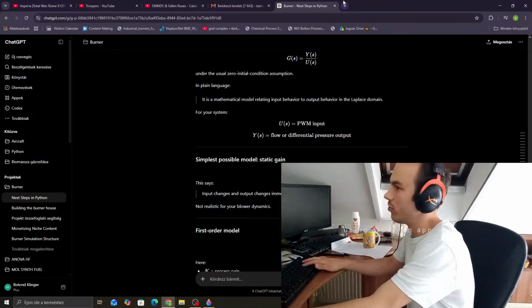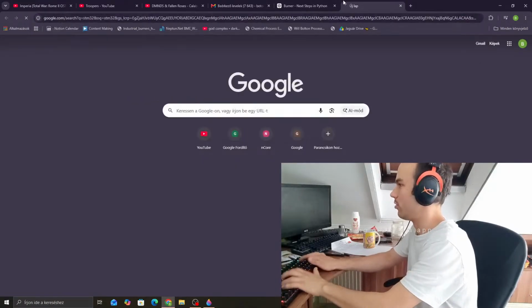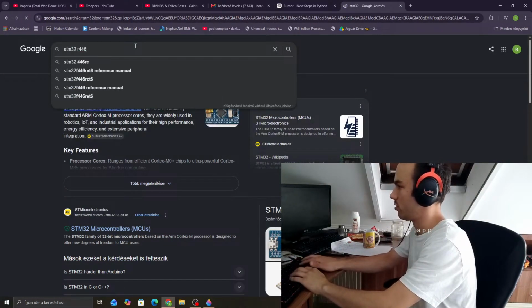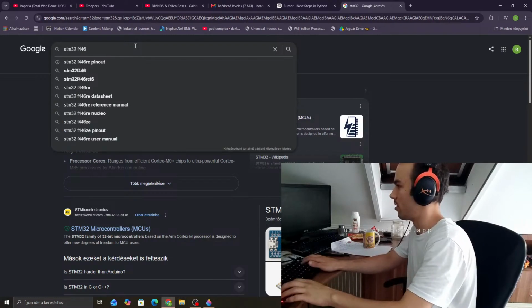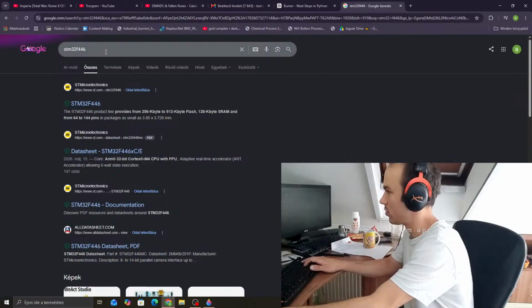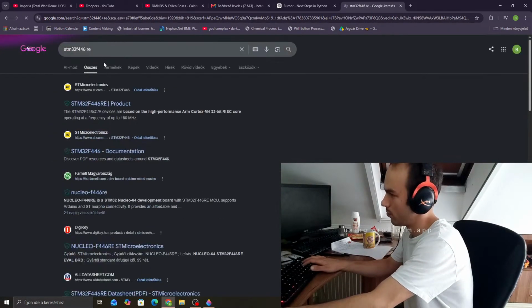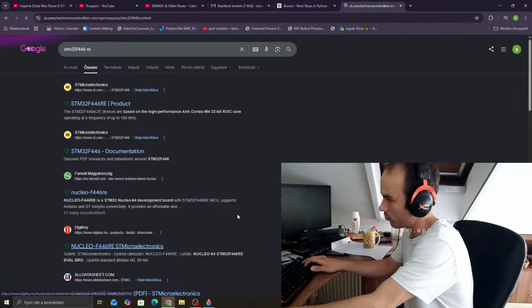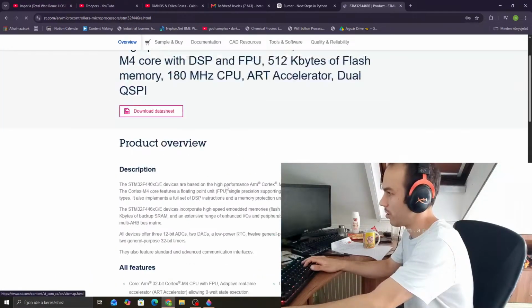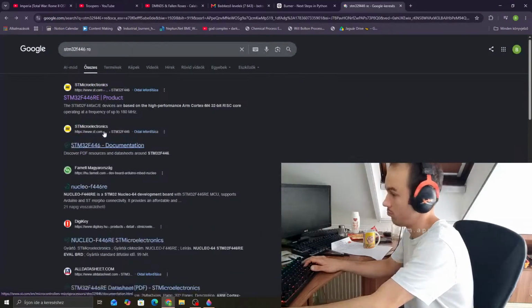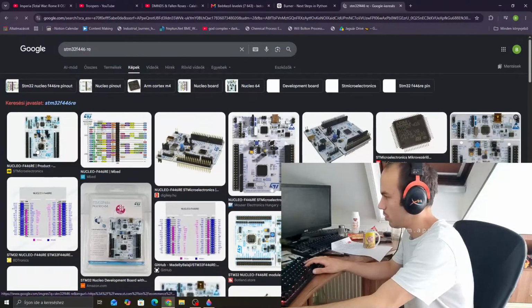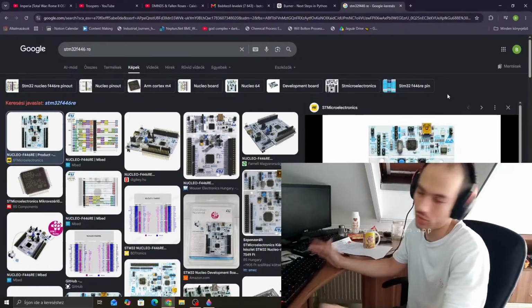We'll show you the STM32. By the way, it's called the F446RE. Here's the guy. He's a microcontroller.